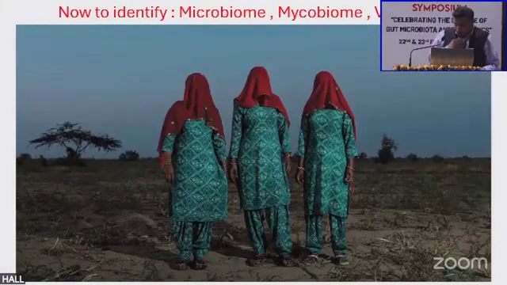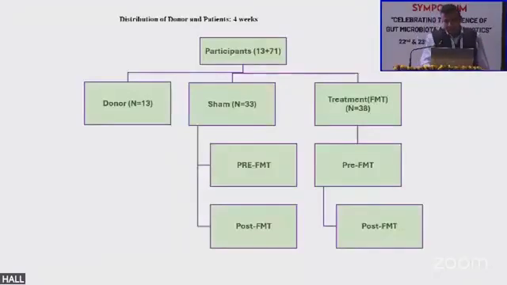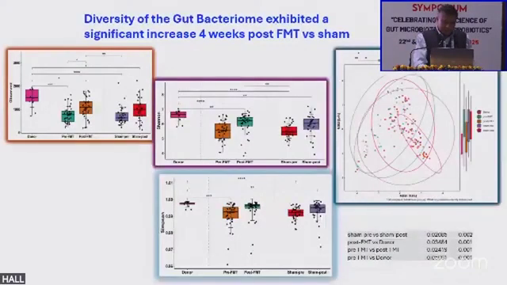Now comes the next thing. As they say, behind every successful man, there's a woman. For FMT studies, it is always the microbiome, and no longer is it just the microbiome. You have to do the microbiome and also the virome. So in this study, all three were done: bacteriome, mycobiome, and virome. 13 donors, 33 patients who underwent sham pre and post, 38 patients who underwent FMT pre and post.